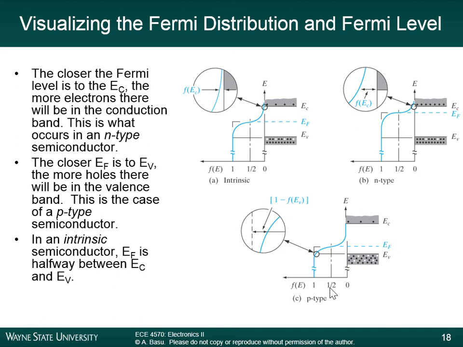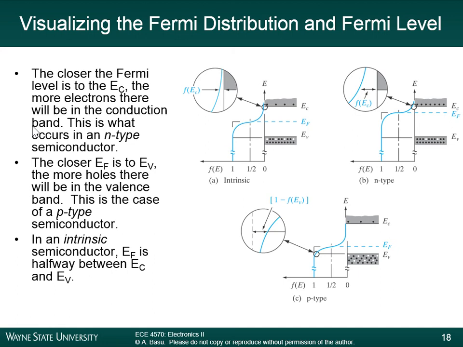All right, this slide is showing some more details on visualizing the Fermi distribution and the Fermi level. Basically, visualizing the electron and hole distribution based on the Fermi level. All right, the rule of thumb is this. This is something you should memorize. If you don't memorize it now, you will definitely know it in a few weeks, because this is just a basic rule of thumb that you have to know.